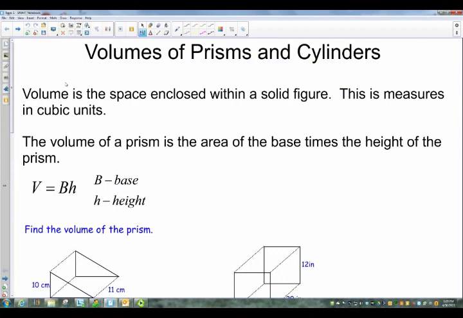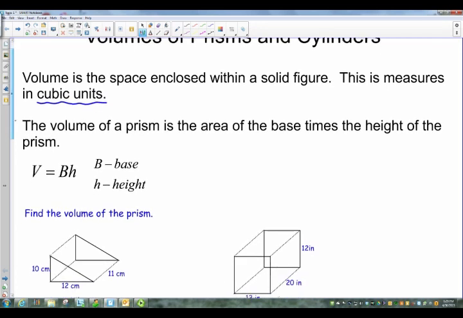Alright, so what is volume? Well, volume is the space inside a solid figure. If you think about area as two-dimensional, volume is then three-dimensional. So this is the space inside. And when we measure this, we measure in what's called cubic units. So if it's feet, it's going to be feet cubed, if it's inches, inches cubed, and etc.